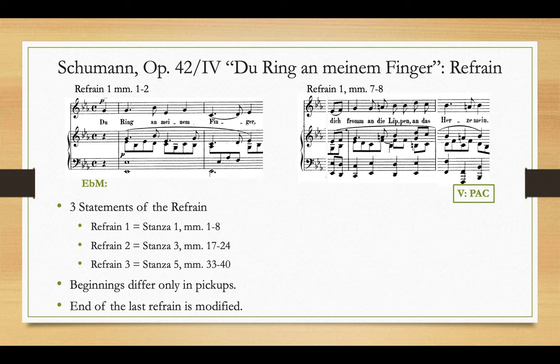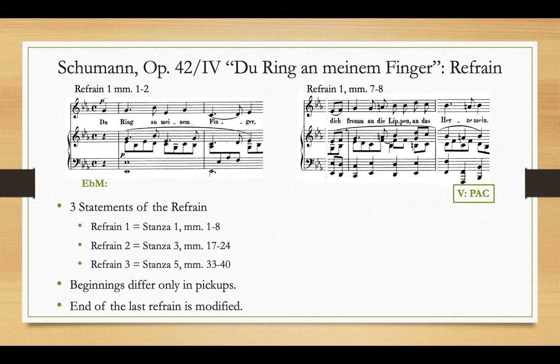So let's take a look first at how the first refrain ends. The piece as a whole is in E-flat major, but the very end of the first refrain temporarily modulates to the dominant key, cadencing in the key of B-flat major. The second refrain is identical to the first refrain except for the different text that's being set.